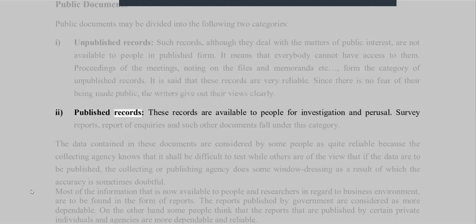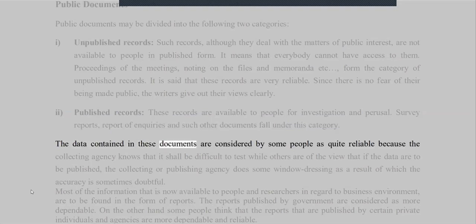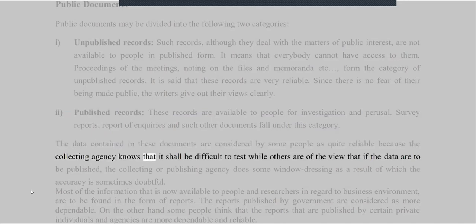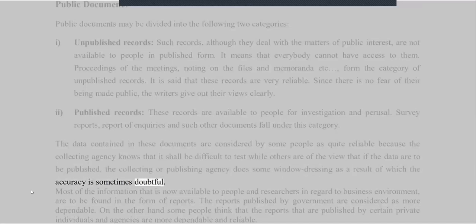2. Published records. These records are available to people for investigation and perusal. Survey reports, reports of inquiries, and such other documents fall under this category. The data contained in these documents are considered by some people as quite reliable because the collecting agency knows that it shall be difficult to test, while others are of the view that if the data are to be published, the collecting or publishing agency does some window dressing, as a result of which the accuracy is sometimes doubtful.